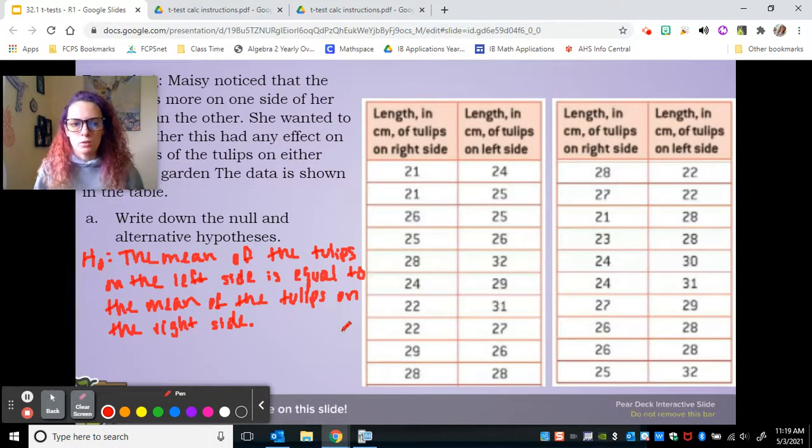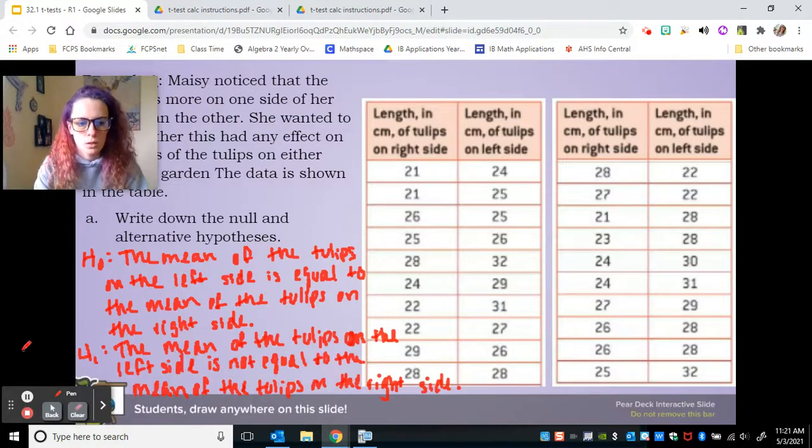For our alternative hypothesis, Maisie was just wondering if the amount of sun had any effect on the length of her tulips. So she's not claiming that one side is going to be more than the other. And because she's not claiming that, my alternative hypothesis is just going to be that the means are not equal to each other. So our alternative hypothesis, the mean of the tulips on the left side is not equal to the mean of the tulips on the right side, which means I'm looking at a two-tailed test.